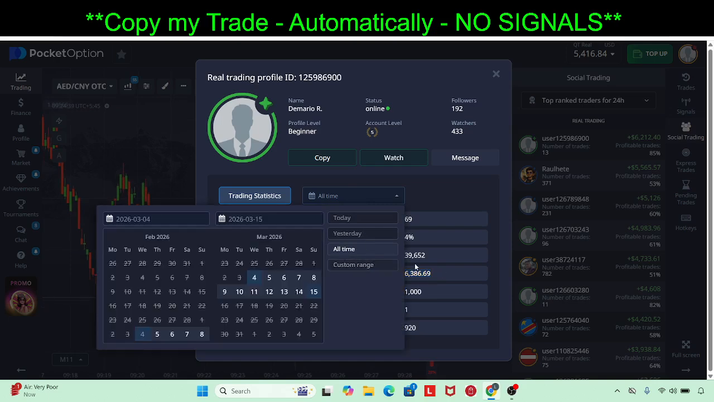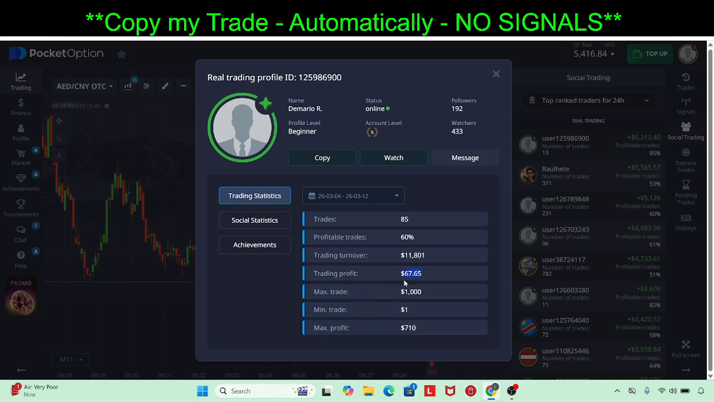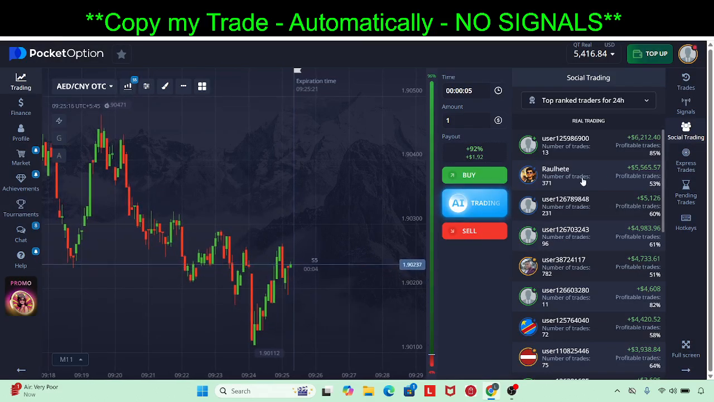If you select a custom range, let's say from the 4th to the 12th, then his trading profit is only $67. So if you were copying him consistently in this time frame, your account would already have blown up, because one trade was $1,000 and another trade was $1. Whenever he makes a loss of $1,000, your account could have gone totally into minus. So it is extremely important you watch this video very carefully to understand social trading, because I'm going to help you with this properly.